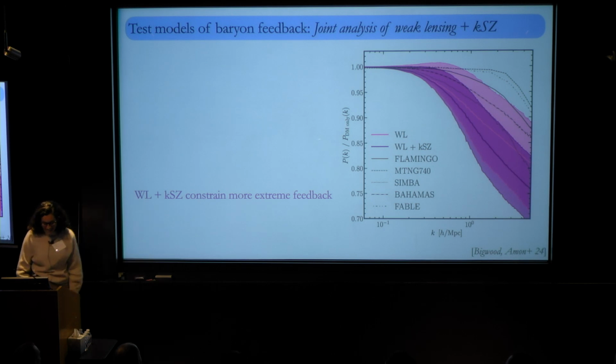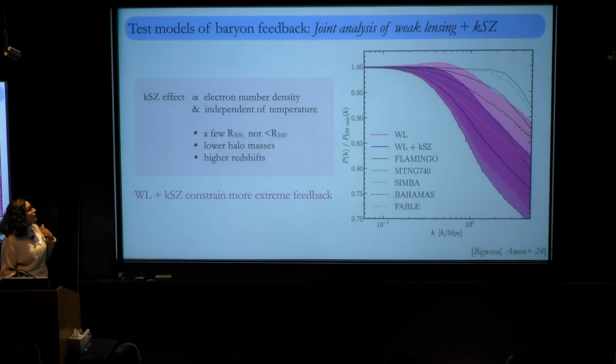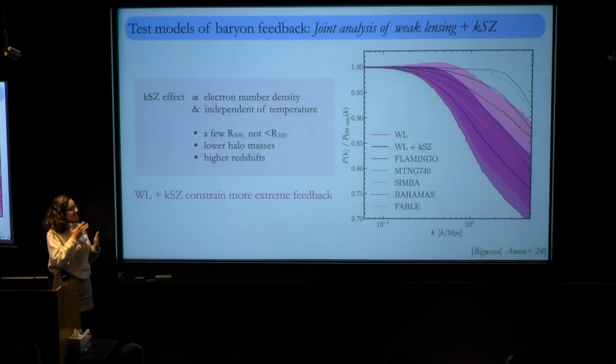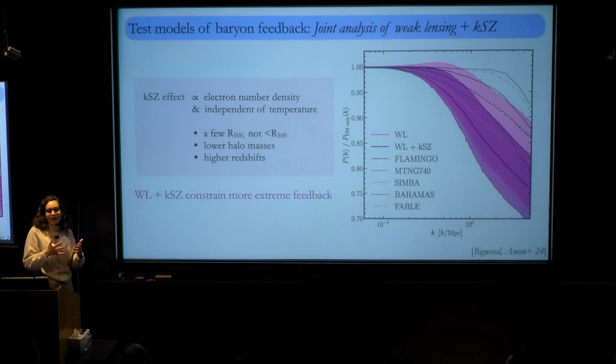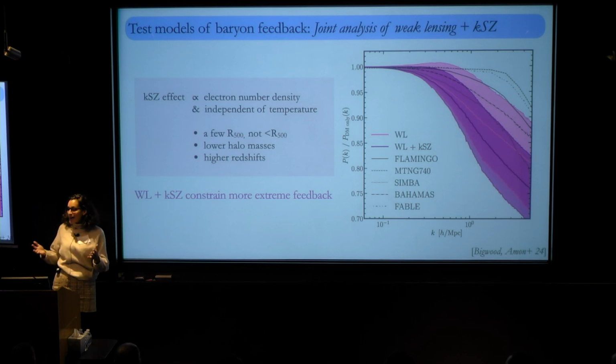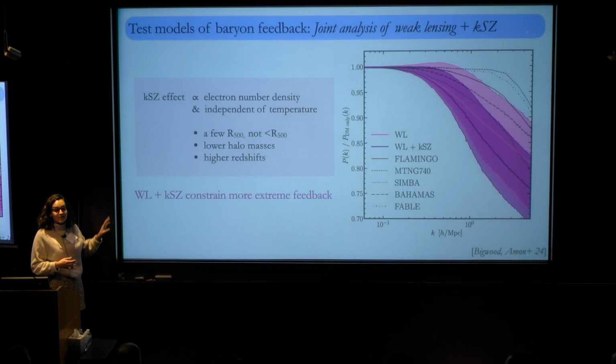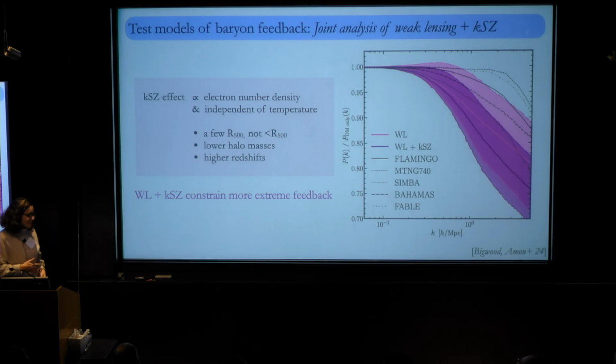This is not realistic. Now, in the end, we put it out and we argued that we're constraining feedback in a totally different way than if we were using X-ray, where we're looking at large radii far beyond the virial radius. We're looking at lower halo masses with KSZ, and we're measuring higher redshifts. So really, the KSZ measurements are more compatible with where we're sensitive to with weak lensing.